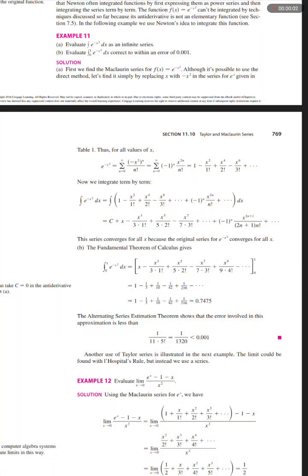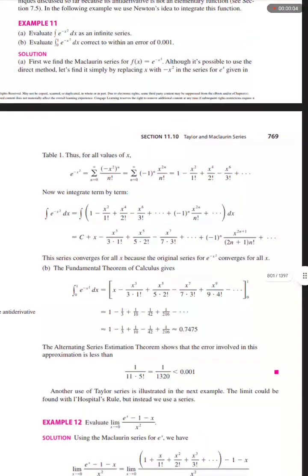Example 11. Part A: Evaluate the integral of e to the power negative x squared dx as an infinite series. Part B: Evaluate the integral from 0 to 1 of e to the power negative x squared dx, correct to within an error of 0.001.